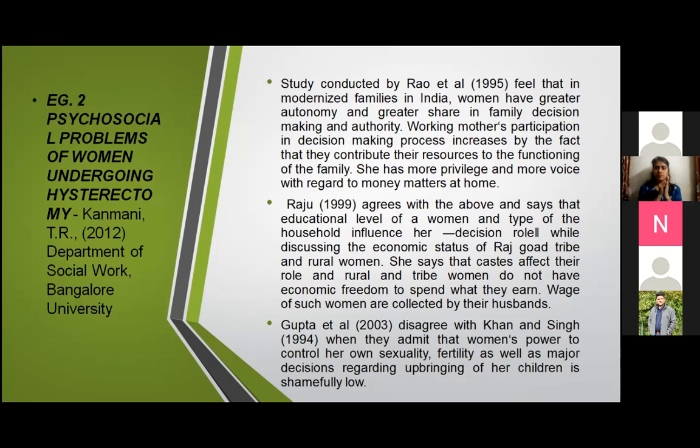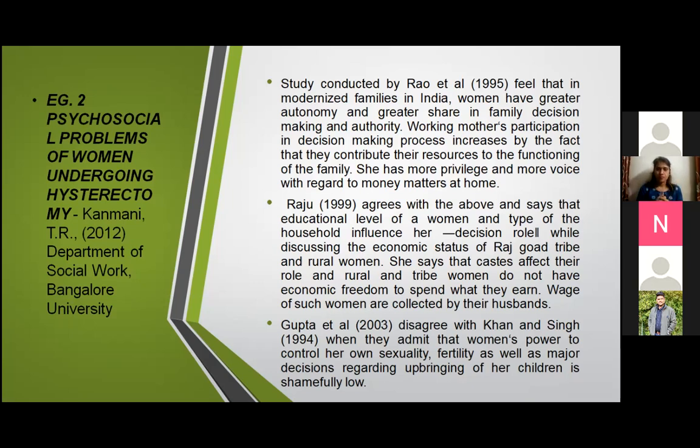The entire material will be footnoted. So what is the writer saying here? What is the researcher talking about here? The researcher is pointing out that Raju, in his research paper published in 1999, agrees with the above and says that the educational level of women and the type of household influence her, and so on. Above, in the sense, is the study conducted by Rao. So Rao has conducted some study in the year 1995.